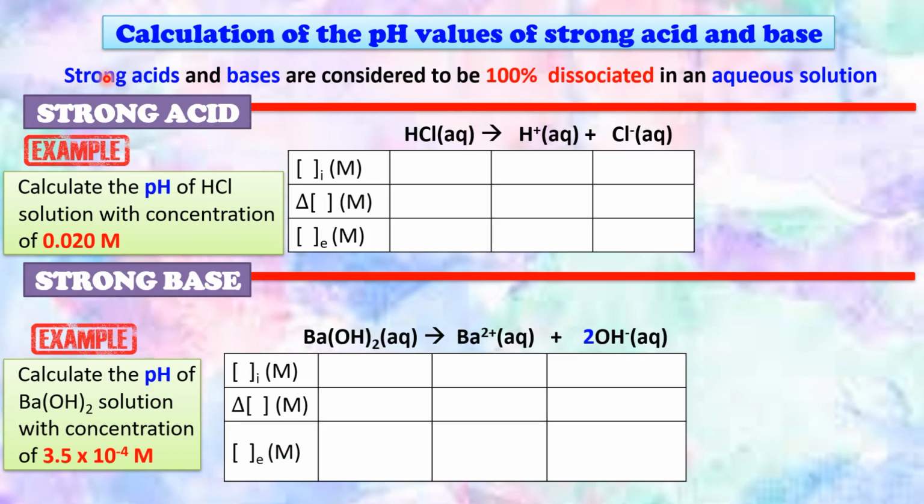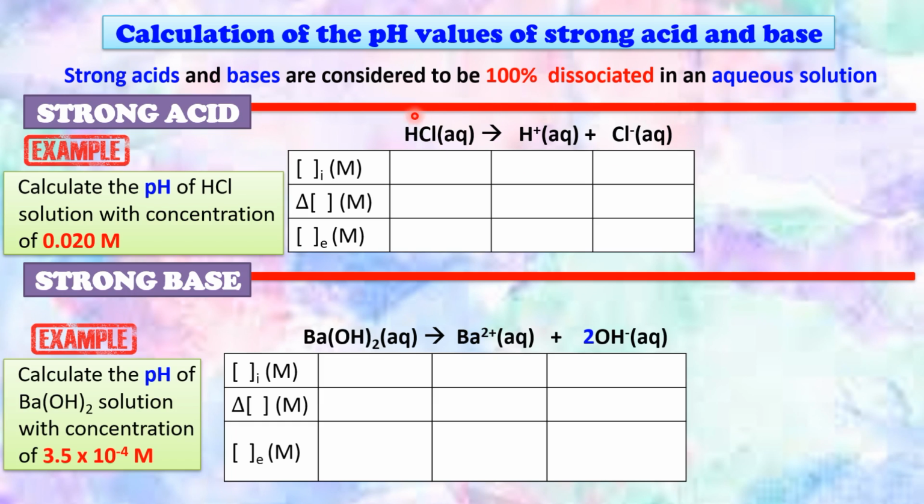We already know that strong acids and bases are 100% dissociated in an aqueous solution. So this is the example of strong acid calculation. The question here is: calculate the pH of HCl solution with concentration of 0.02 molar. The first step, you have to write the dissociation equation. For your information, in the question, the dissociation equation is not given to you. You must be able to write the equation.